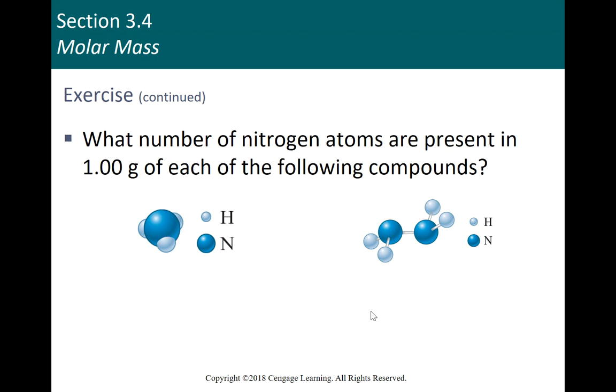Now the next question is, what number of nitrogen atoms are present in 1 gram? So you'll run this one just like you did the isopentyl acetate, where you go from grams to moles, then you go from moles to molecules, and then to atoms.